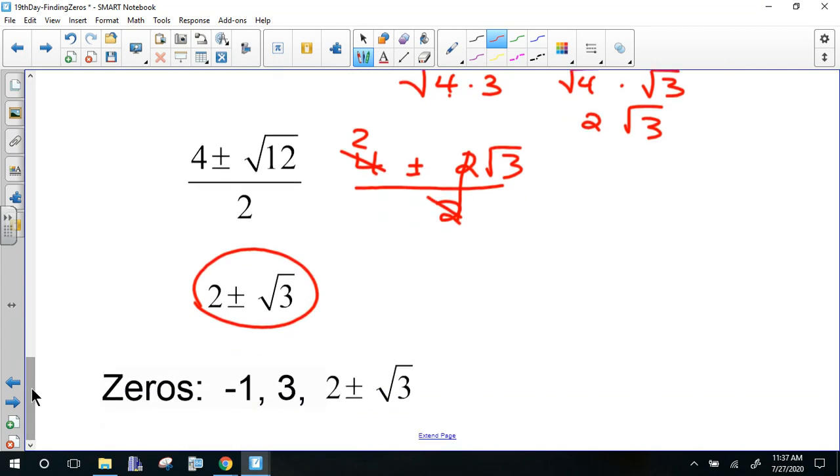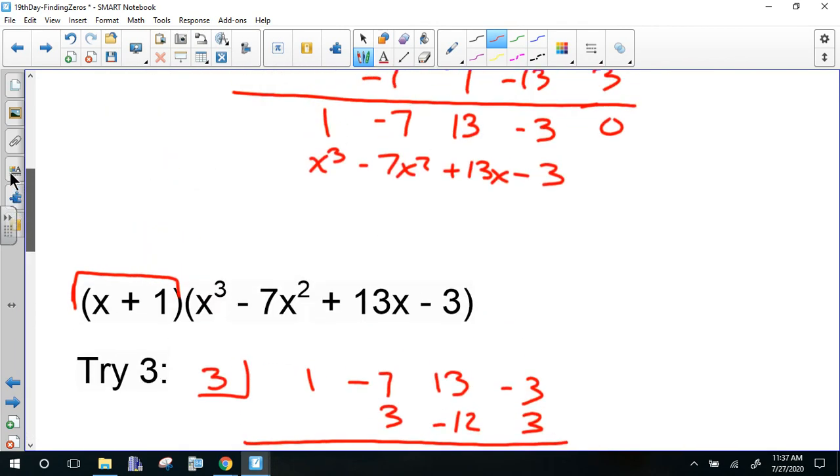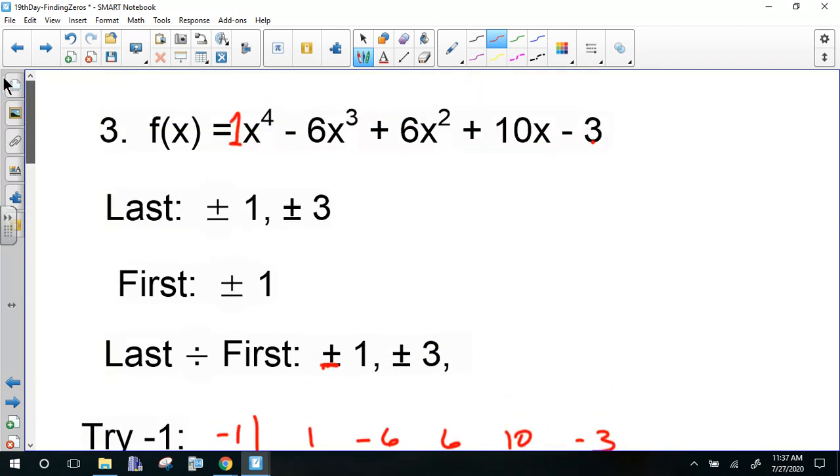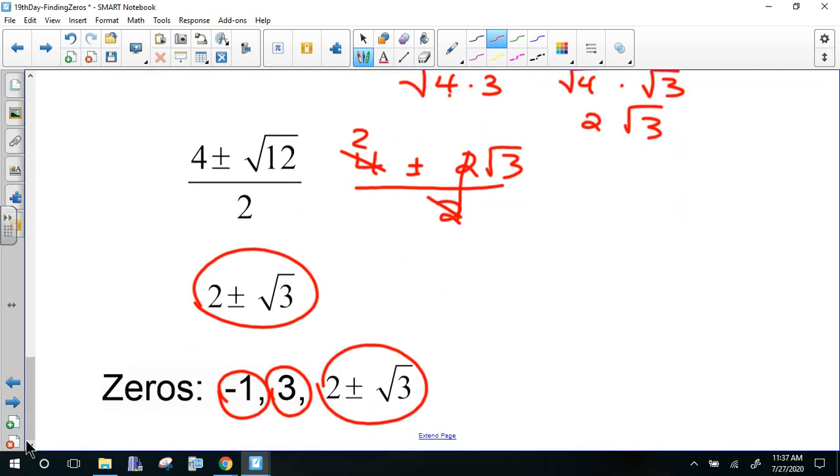So now my zeros are negative 1, 3, and 2 plus or minus square root of 3. I've got 4 zeros. Potentially 4 zeros, because of that digit. Possibly 4 zeros. This one turned out to be too real, too complex. Okay.